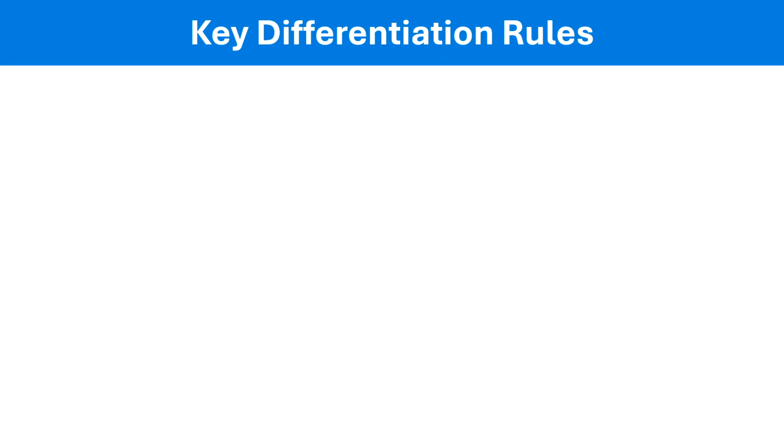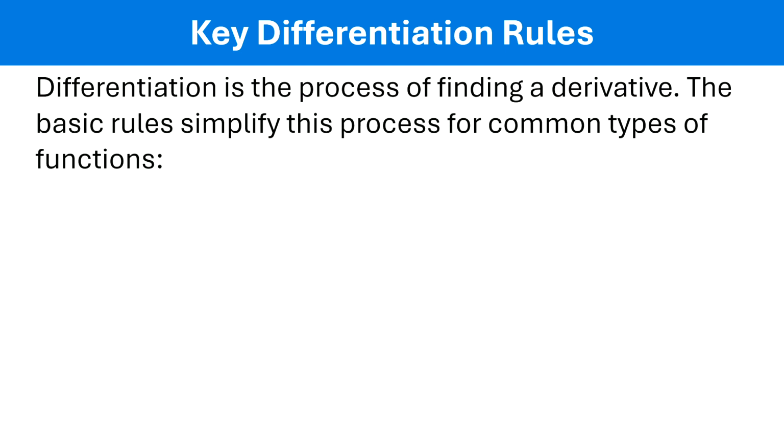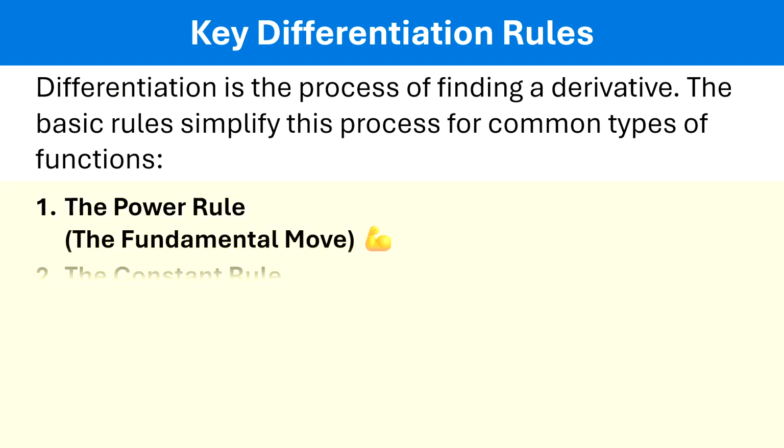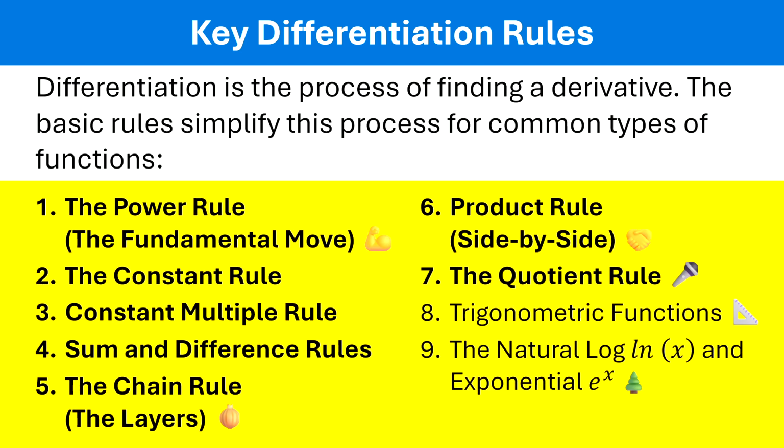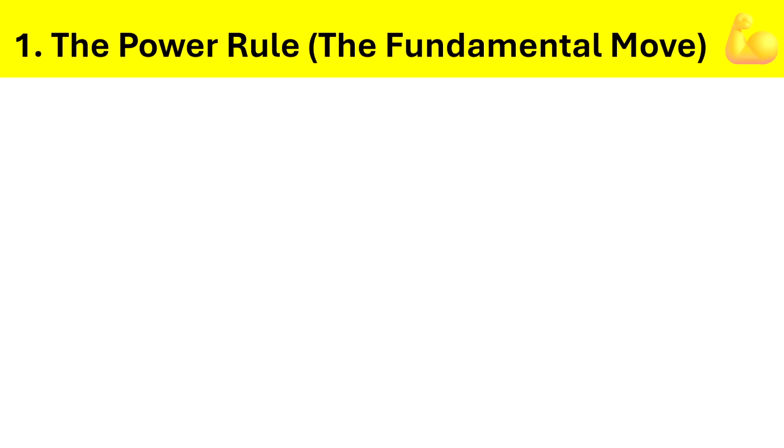Key differentiation rules. Differentiation is the process of finding a derivative. The basic rules simplify this process for common types of functions. These are the rules we will visit in this video. So let's move on and start with the power rule, which is also the fundamental one.